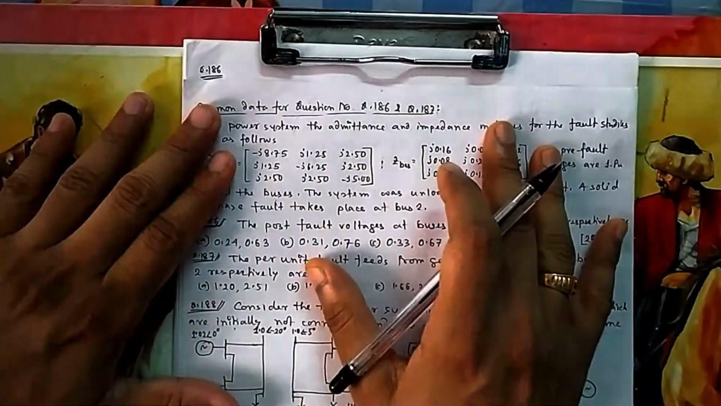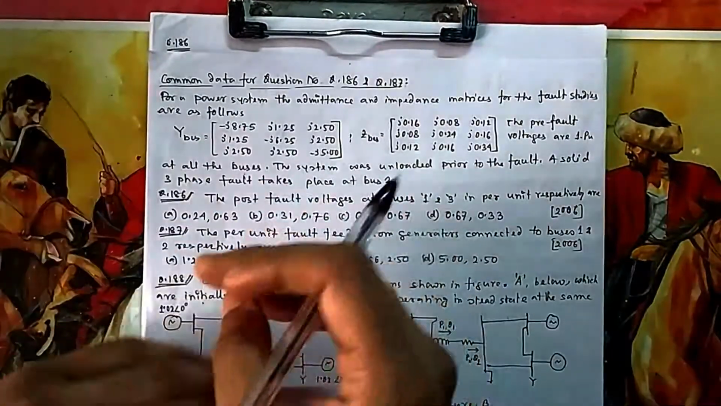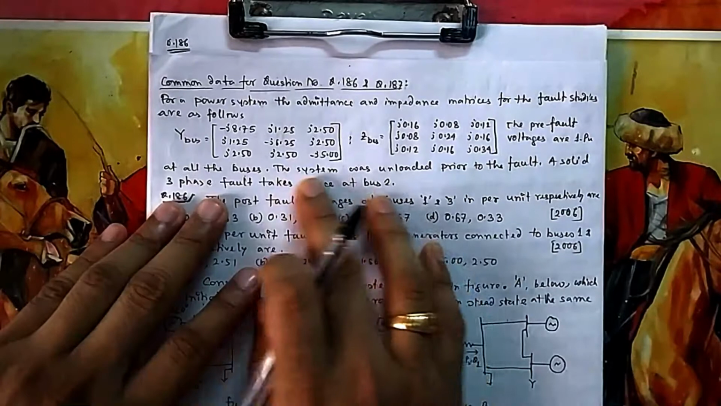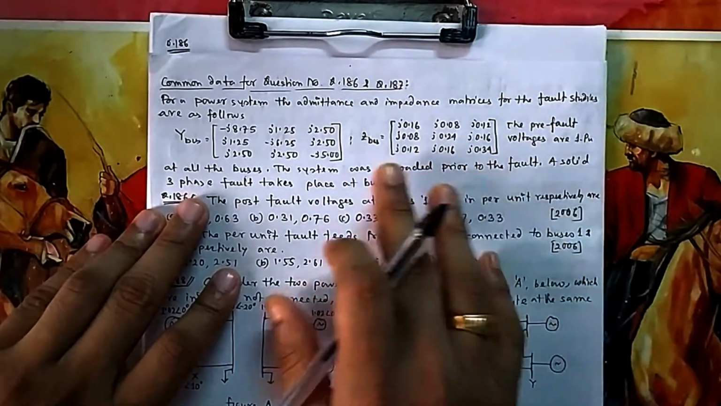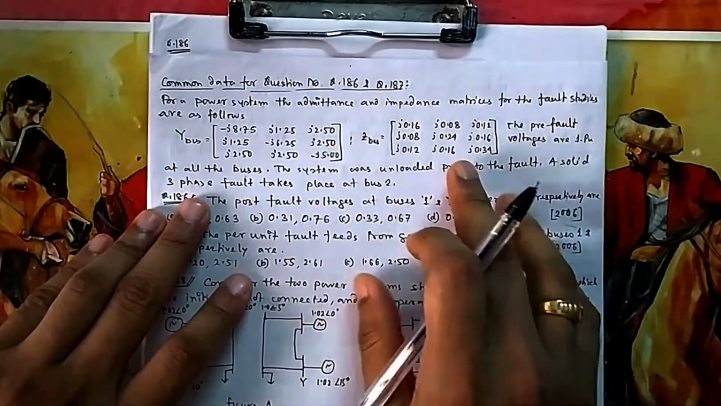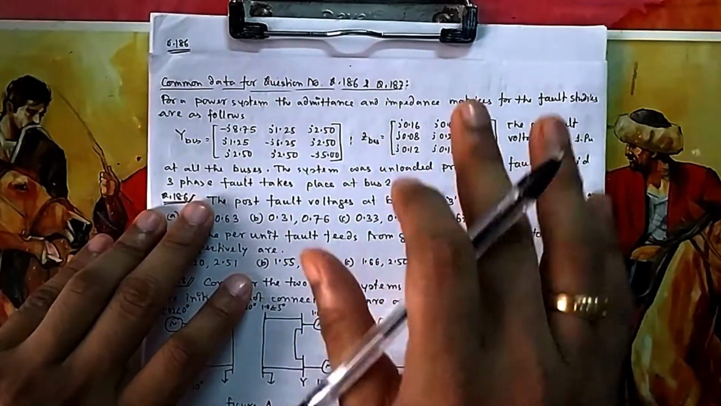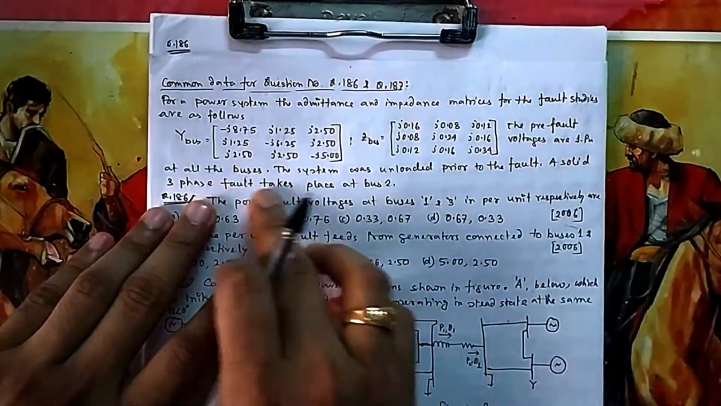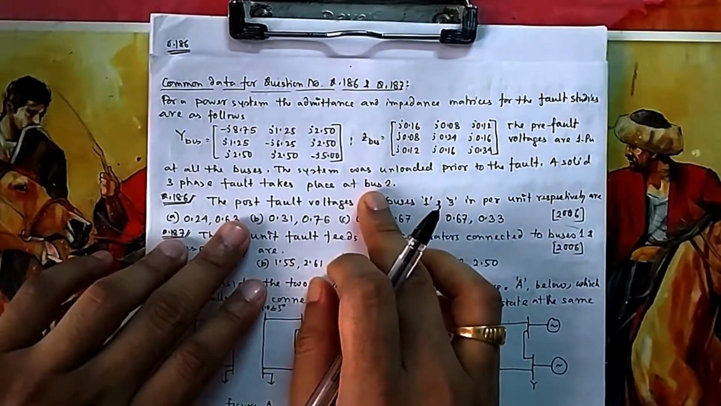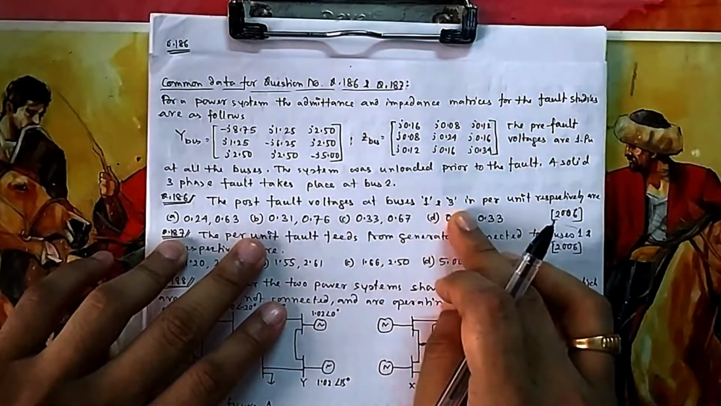as if there is no other current flowing, because your normal current is very small compared to your fault current. The system was unloaded prior to the fault, a solid fault. It is given directly, or even if it is loaded, we generally assume it is unloaded, that is, no current flowing, since the fault current is so much bigger than the normal current. A solid 3-phase fault takes place at bus 2. Find the post-fault voltage at bus 1 and 3.